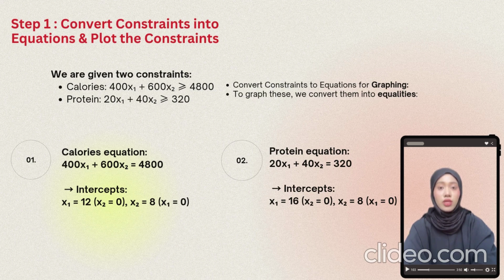Next is the protein constraint, 20x1 plus 40x2 greater than or equal to 320. So convert it to 20x1 plus 40x2 equals 320. So we find the intercepts for these two. If x2 is 0, then x1 equals 16. If x1 is 0, then x2 equals 8. These intercepts help us draw both lines on the graph in the next step.